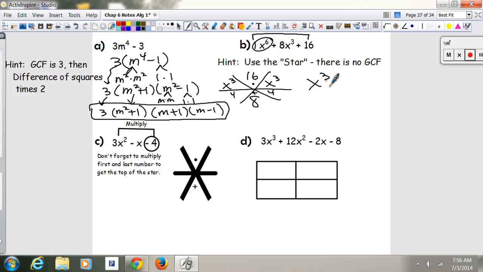You're going to get x to the third plus 4, and you're going to get another x to the third plus 4, so I'm just going to put squares, because it's 2 of the same parentheses. You don't need to write it twice if you want to just put squares.